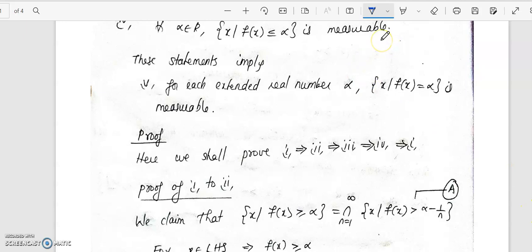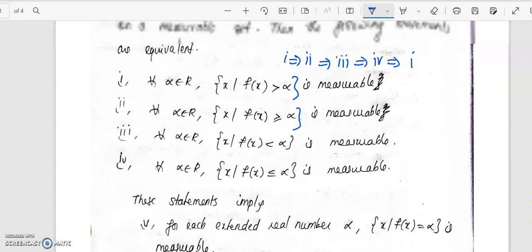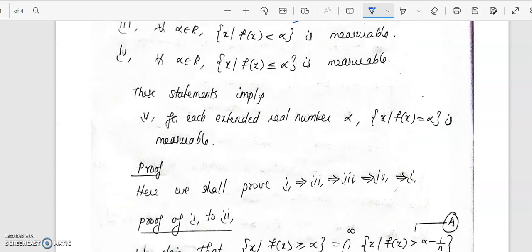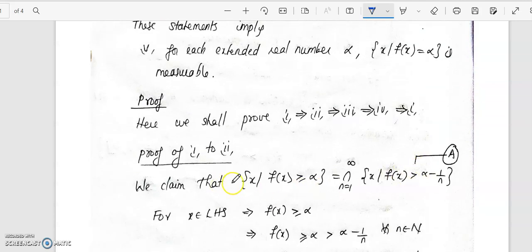Okay, so നമ്മുടെ statement 1 എന്ന് പറയുന്നത്, so 1 states that for all alpha belongs to R, the set of all x such that f of x greater than alpha is measurable. So we assume that 1 is true, അങ്ങനെയാണെങ്കിൽ we will show that it gives us 2. So we are given that the set of all x such that f of x greater than alpha is measurable. Now we will claim that the set of all x നമുക്ക് prove ചെയ്യേണ്ടത് ഇനി 2 ആണ്. So we need to show that the set of all x such that f of x greater than or equal to alpha is measurable.